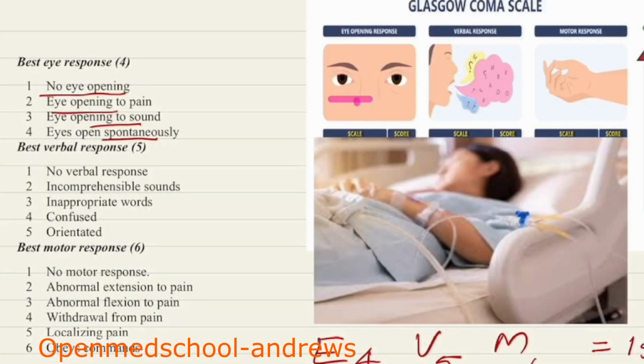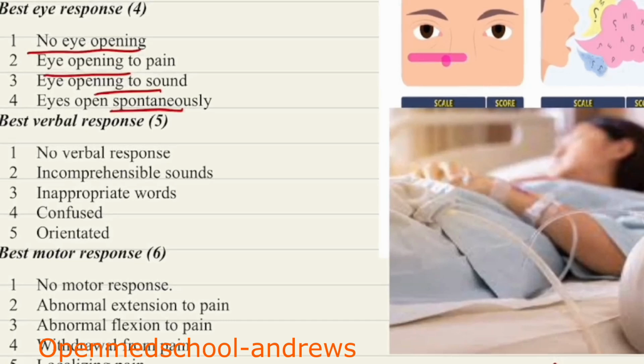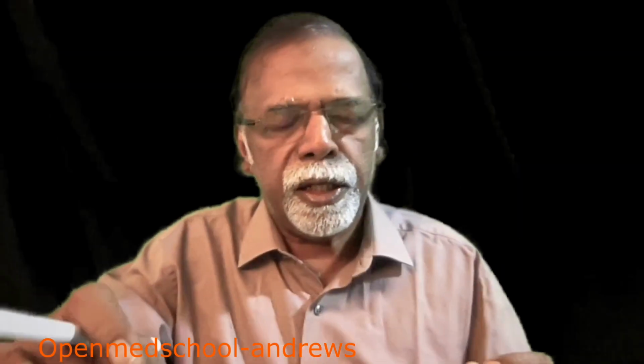Now we go into the best verbal response. No verbal response is 1. Only incomprehensible sounds is 2. Inappropriate words is 3. Patient is confused is 4. And oriented is 5. Again, it is in hierarchical order.